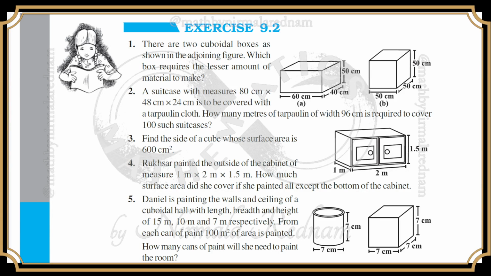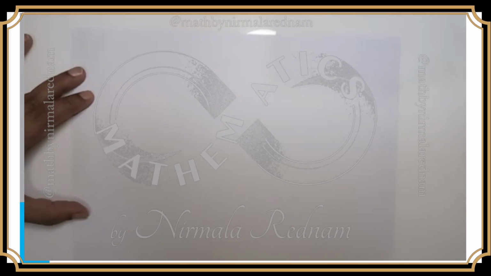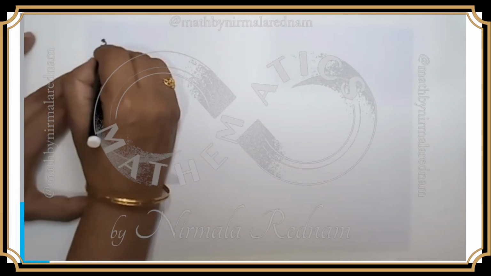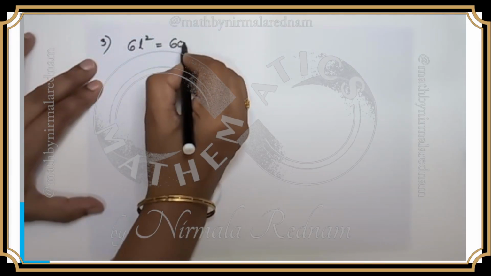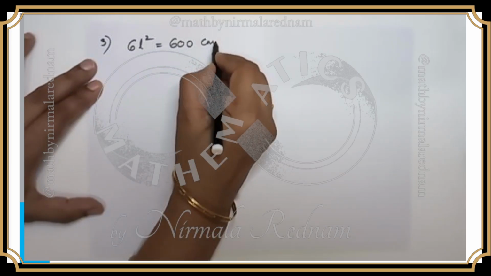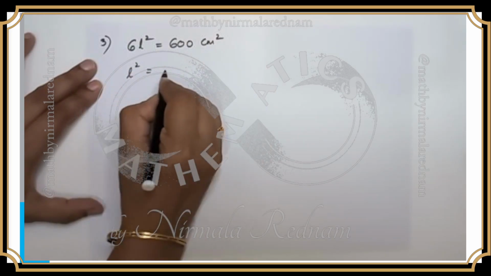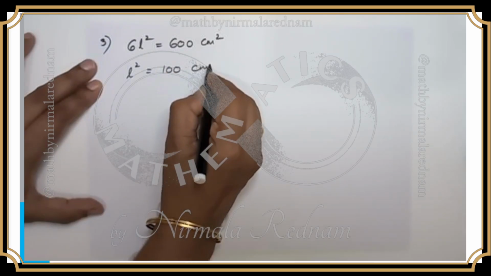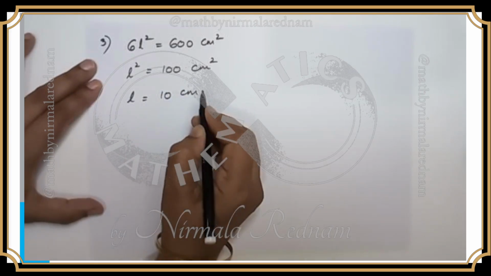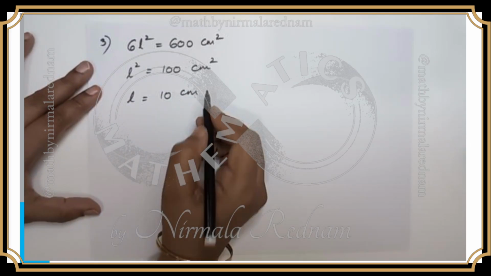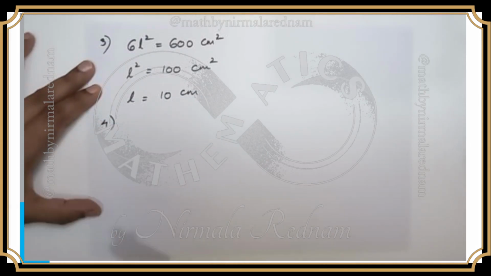The third question: find the side of a cube whose surface area is given as 600 square centimeters. So if the surface area is given to us, I know that for the cube it is 6L square, given as 600 square centimeters, right? So L square is equal to 100. That means L is equal to 10. Square root of 100 is 10. So the answer is 10 centimeters, right? Next question.